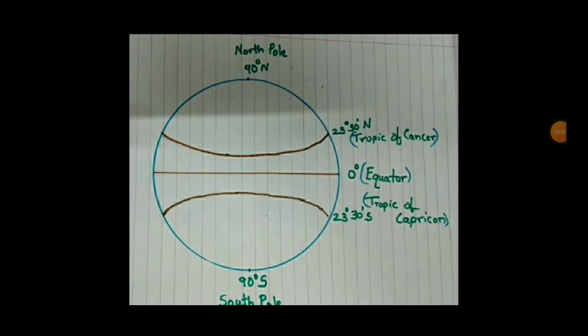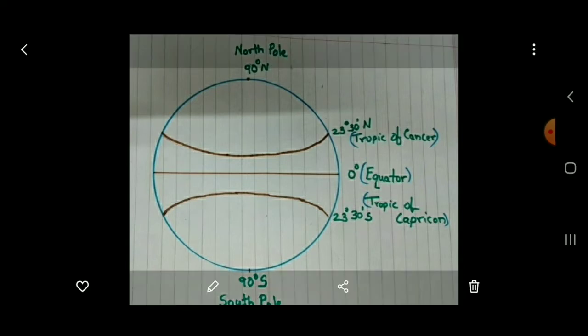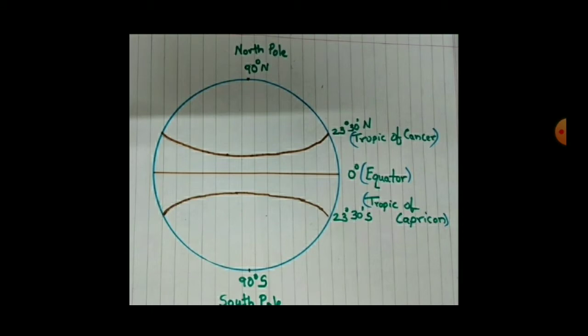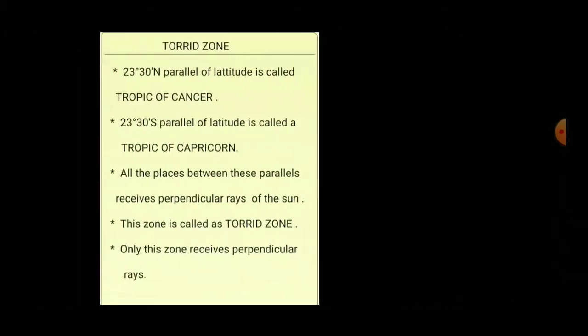After having understood what the equator is, now let us see what the poles are. The 90-degree north parallel is known as the North Pole, and the 90-degree south parallel is known as the South Pole. Now we will be drawing the 23.5-degree north parallel and the 23.5-degree south parallel. 23.5 degrees north, also 23 degrees 30 minutes north, is called the Tropic of Cancer, and 23.5 degrees south, that is 23 degrees 30 minutes south, is called the Tropic of Capricorn.